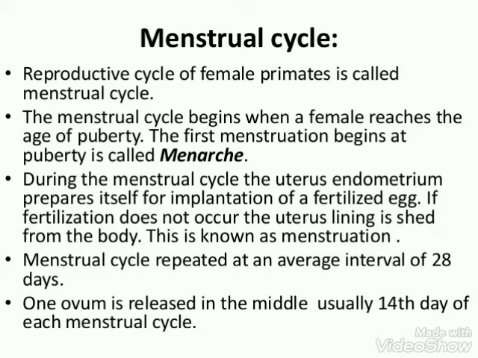The menstruation cycle repeats at an average interval of about 28 to 29 days in females. One ovum is released in the middle, usually around the 14th day of each menstruation cycle. That means one ovum is released, or the female is ready for the ovulation process, around the 14th day of the menstruation. Suppose in any female the menstruation starts on the 1st; then the ovum is ready to be released around the 14th day, and that is the time of ovulation in the human female. If fertilization occurs at that time, there are chances of conception or pregnancy.